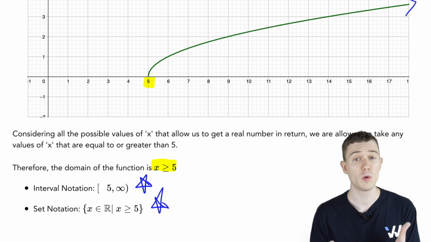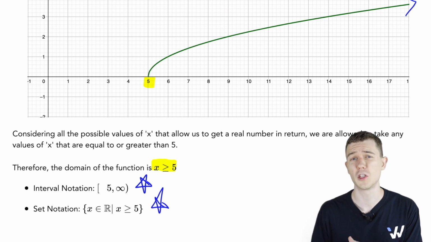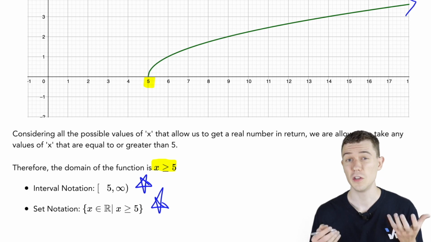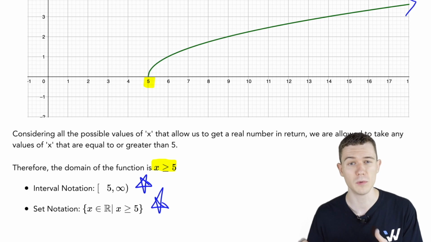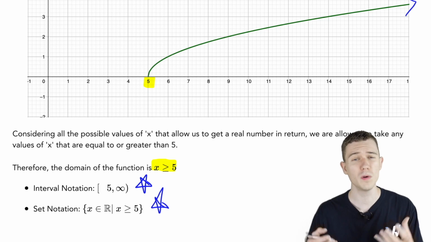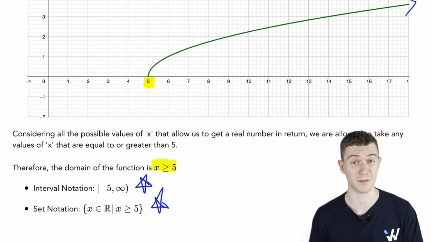Typically with domain questions, you're really looking for where a function cannot be evaluated. Usually that means checking where you would be taking a negative under a square root symbol, dividing by 0, or dealing with any other bad places a function might have.